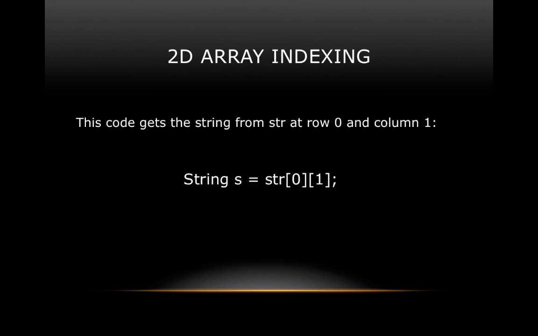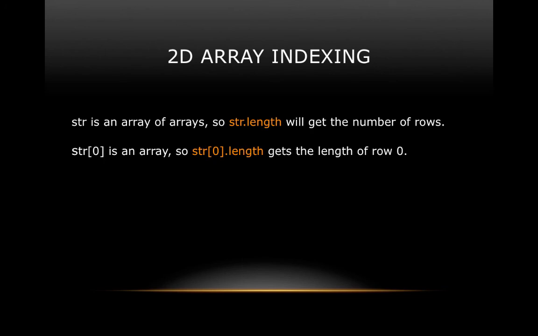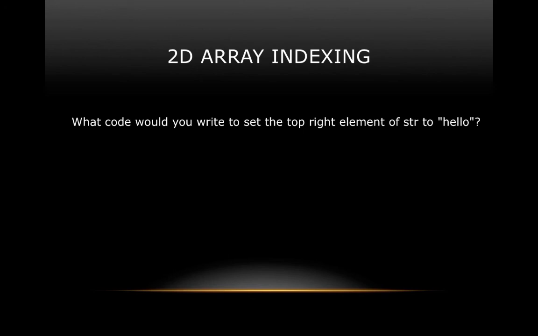Array index. To access an element of the array, we use double square brackets, stating the row index followed by the column index. For example, this code gets the string from str at row 0 and column 1. str is an array of arrays, so we can write str.length to get the number of rows. str[0] is also an array, so we can write str[0].length to get the length of row 0. What code would you write to set the top right element of str to the string hello?